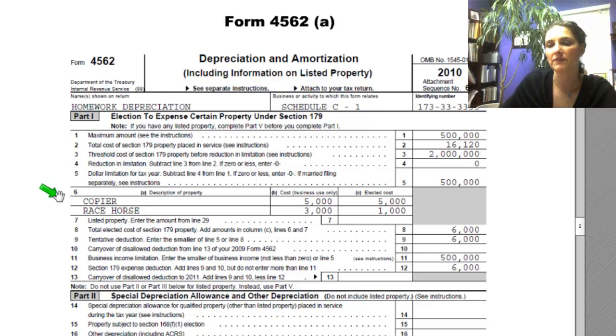Next, we list the property that is being expensed under Section 179. That includes the copier and the racehorse. In the case of the copier, you were told in the instructions for the problem to expense the full cost of the copier, but in the case of the racehorse, we said just claim $1,000. So we've done that. We enter the cost of the property, the amount that we're electing to expense, total those amounts up, and we have $6,000.